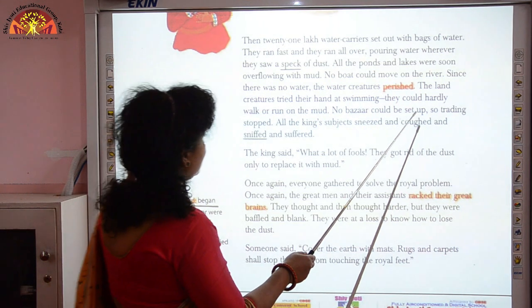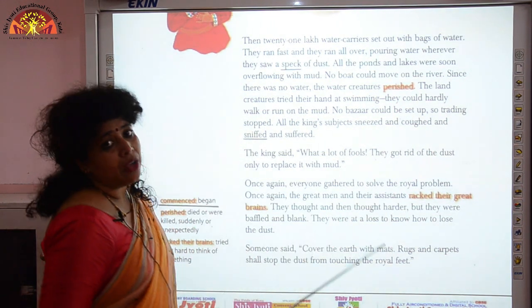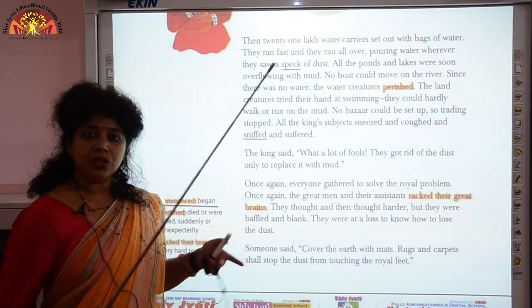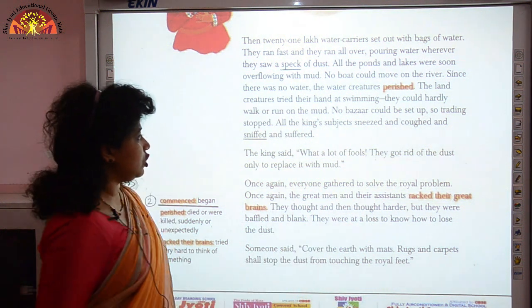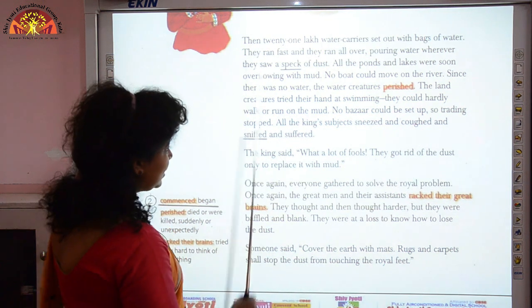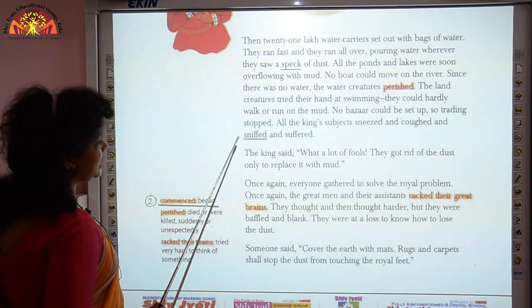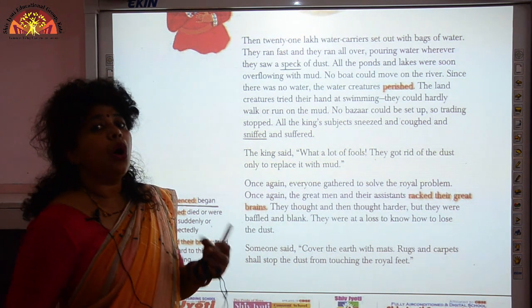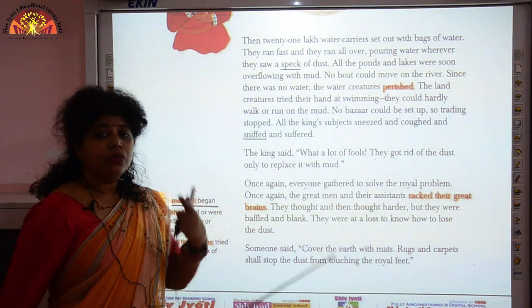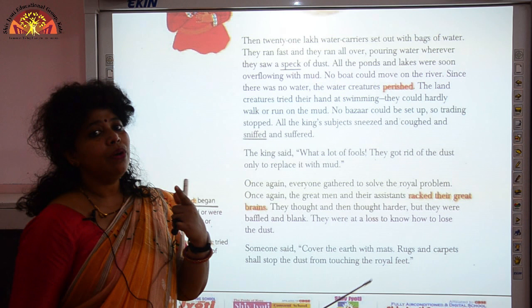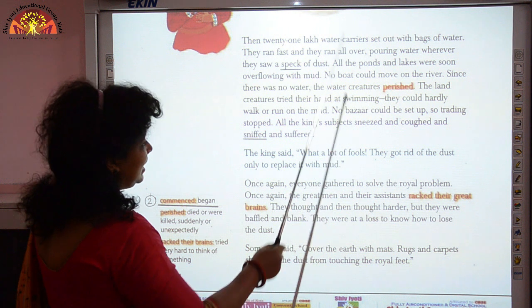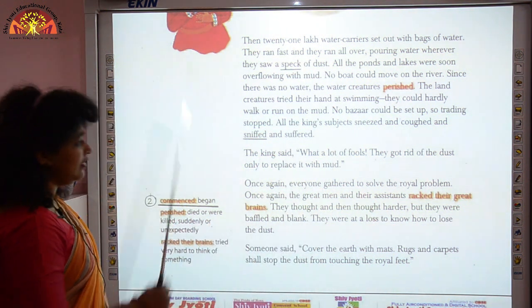No bazaar could be set up, so trading stopped. So because there was no water, there was no water transport, and because there was no water transport, trading also stopped. All the king's subjects sneezed and coughed and sniffed and suffered. Please underline your new word sniffed. Sniffed means to draw in air through the nose, something like this. So when you sniff, when you cry, or when you have a cold, you sniff. So all the king's people sneezed and coughed and sniffed and suffered.